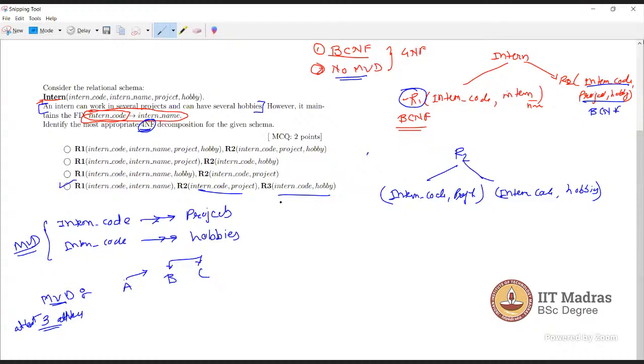Okay, sir. Sir, R1 is in 4NF because item code is a super key. Can we tell like that? There is no multi-value dependency applicable to this, right? Yes, sir. I understood that point. Can we tell like that? Yes, we can say that because it is in BCNF also, and there is no multi-value dependency. So these two conditions must be satisfied for 4NF. Okay, sir.